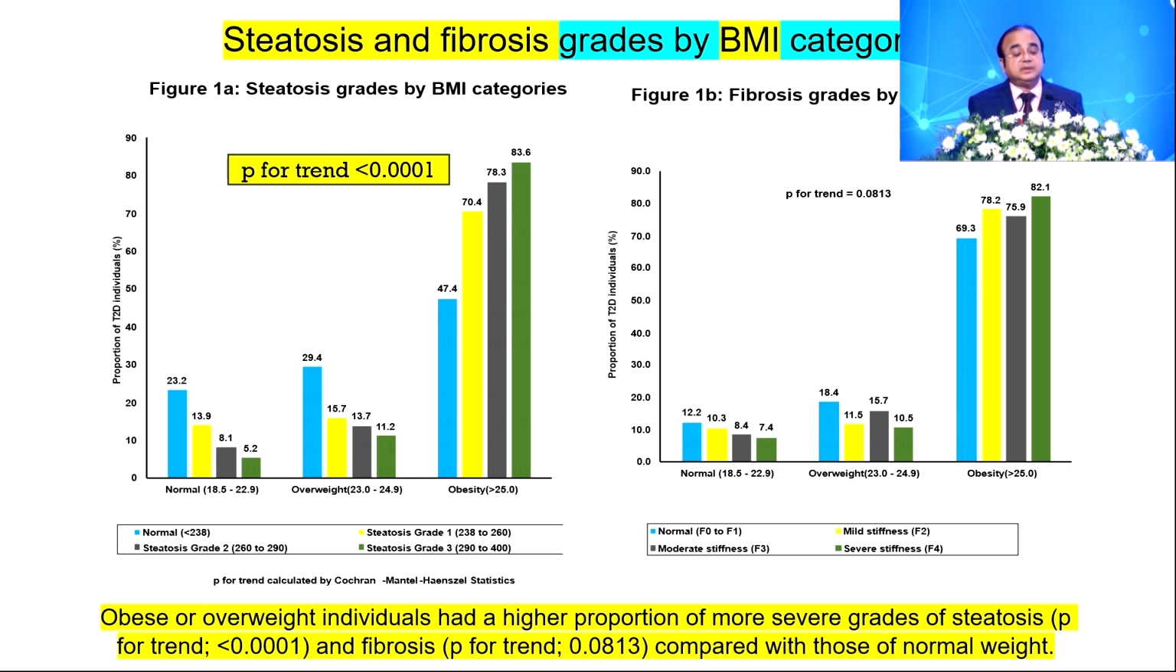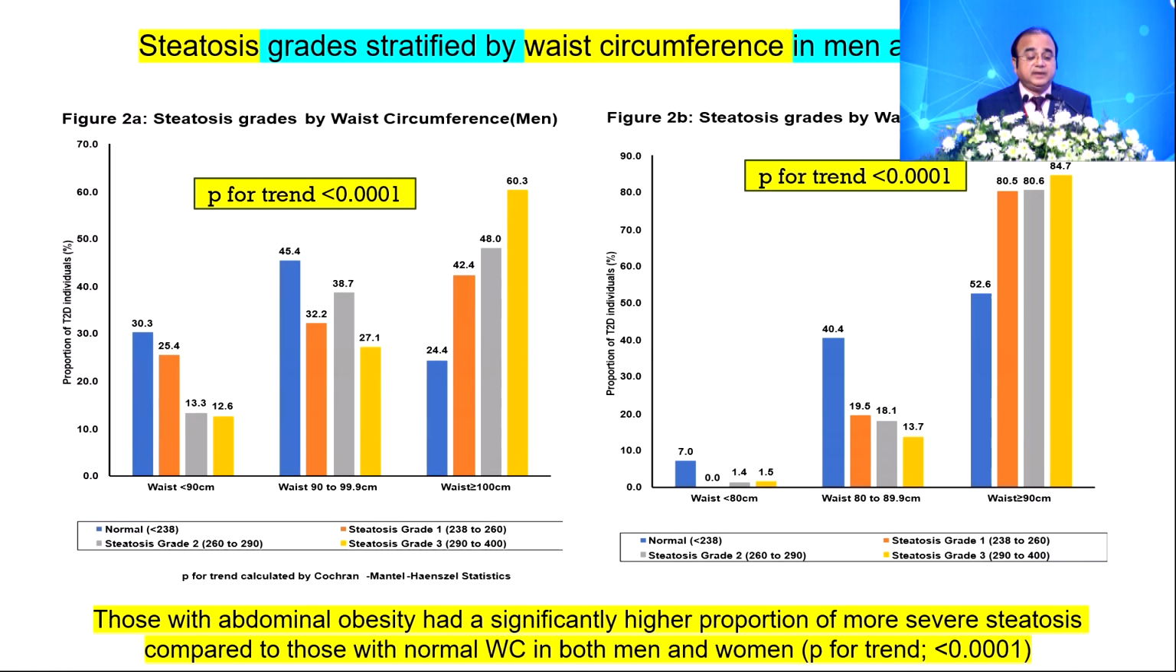So when we looked into the steatosis and fibrosis by BMI categories, we can very well see that the trend was very good for steatosis as far as BMI was concerned, and it was significant. When you look at the fibrosis grades by BMI, though in the higher BMI group we are seeing higher values, it was not very significant, but it was showing a positive trend. When the steatosis grades were stratified by waist circumference in men and women, both were significantly showing the association. So waist circumference is clearly a winner in this particular data set and is showing a good correlation.